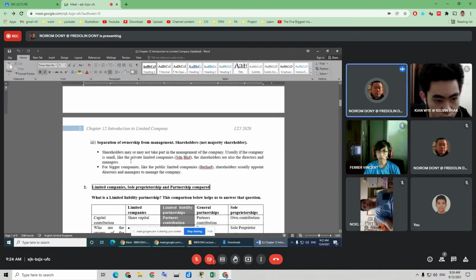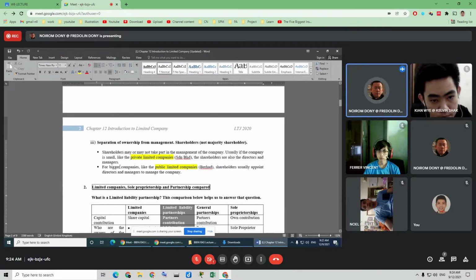We have two types. One is private, and the other one is public limited company. How do we distinguish between private and public limited company? You look at the end of the name of the company. If it ends with Sdn Bhd, that indicates a private limited company. If it ends with Berhad, then this is a public limited company.